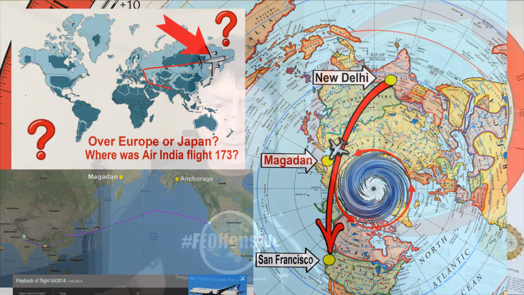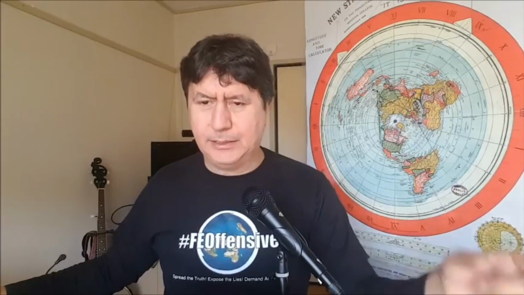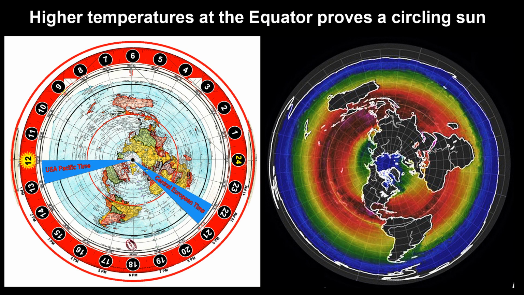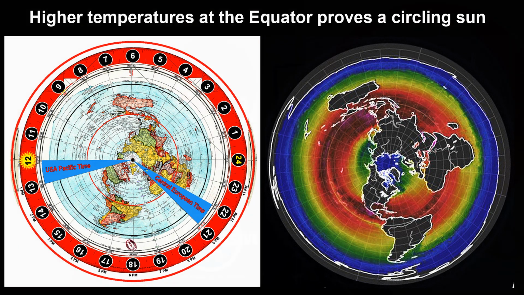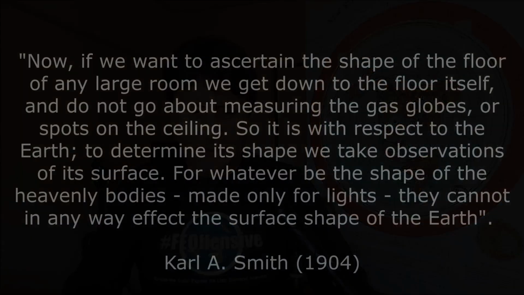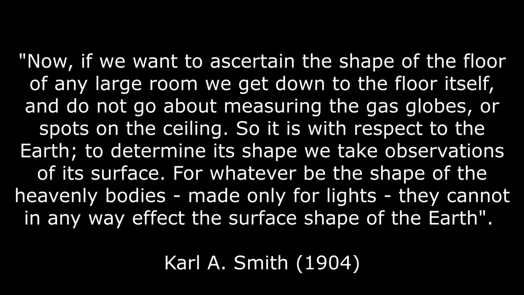Well, Jake, in one of his videos, he said that the sun does not circle over the flat Earth. To explain this, we have to go back to a quote from 1904 by Carl A. Smith, who said, "Now, if we want to ascertain the shape of the floor of any large room, we get down to the floor itself and do not go about measuring the gas globes or spots on the ceiling. So it's with respect to the Earth. To determine its shape, we take observations of its surface. For whatever be the shape of the heavenly bodies, made only for lights, they cannot in any way affect the surface shape of the Earth.